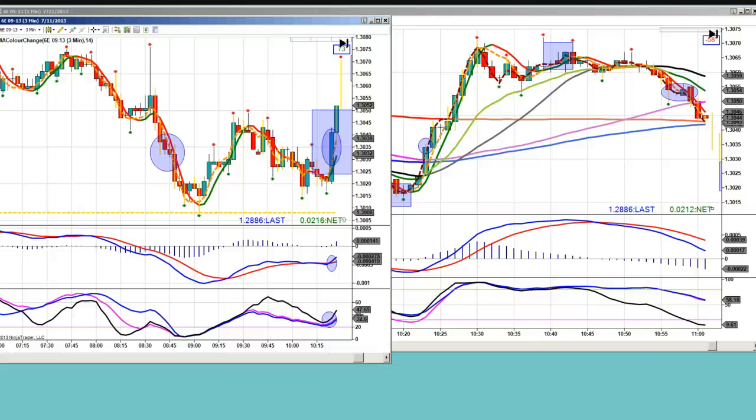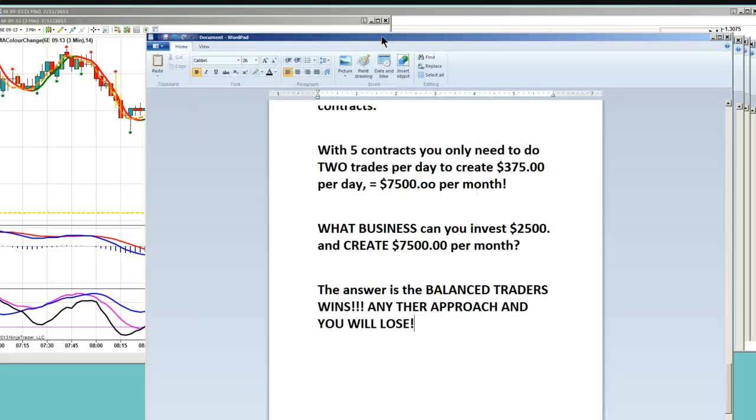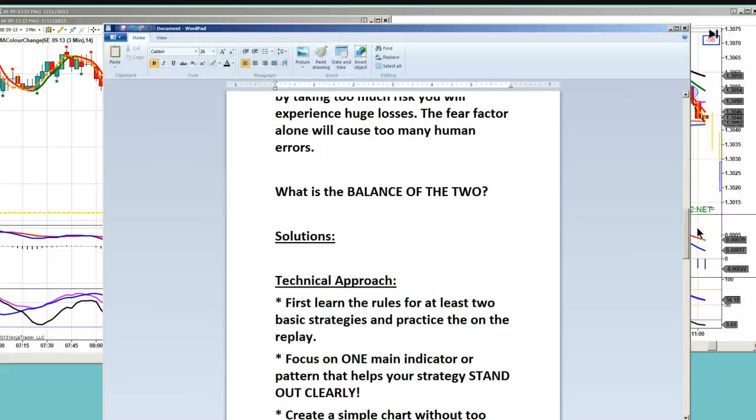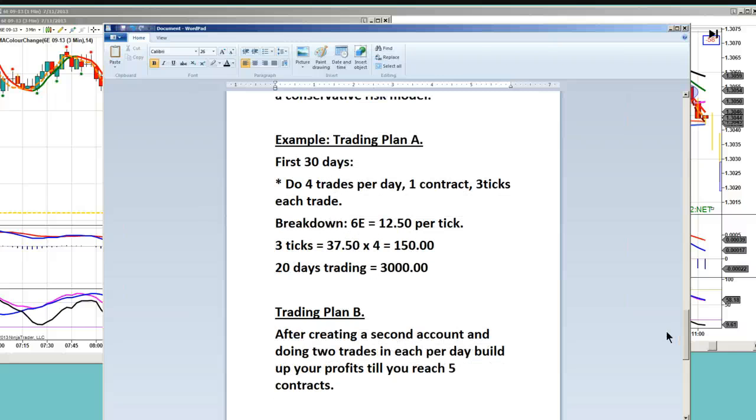That's simple. So I want you to become the balanced trader. A little bit of technicals, a little bit of risk, nice and conservative, and do it day in and day out like a boring old job. And you will make money.